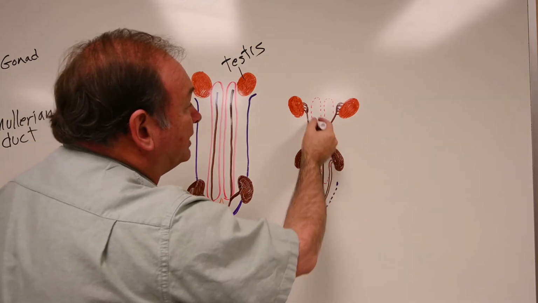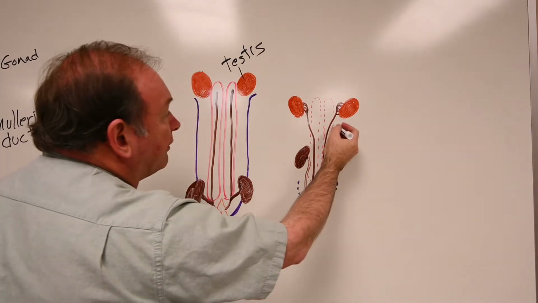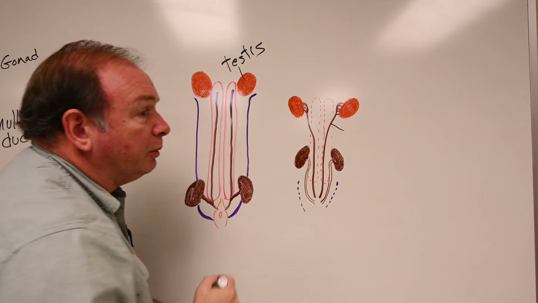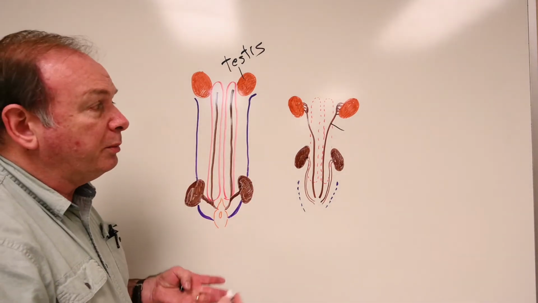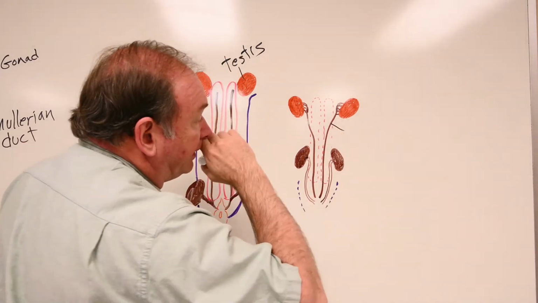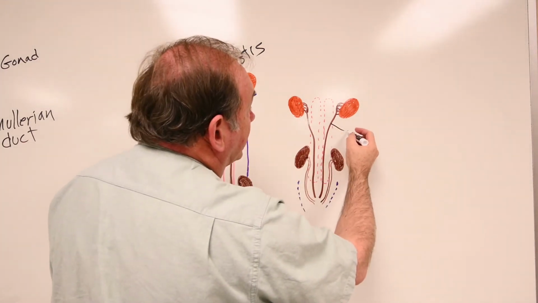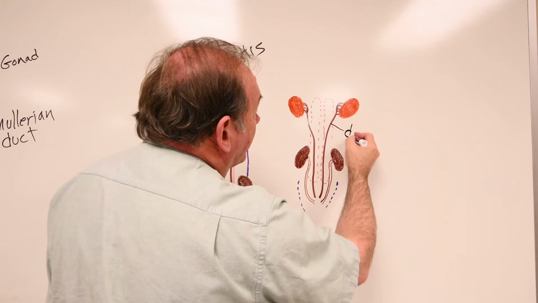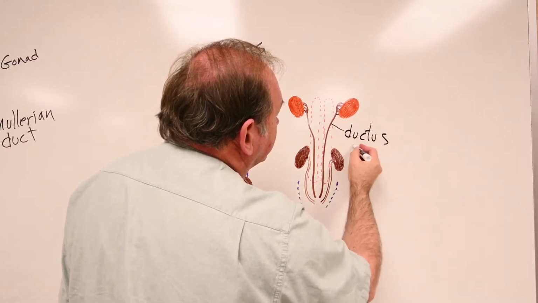But we're going to keep our mesonephric duct, and our mesonephric duct here is going to be used as the primary sperm-carrying duct between the testis and the urethra. So this duct right here is going to be called the ductus deferens.